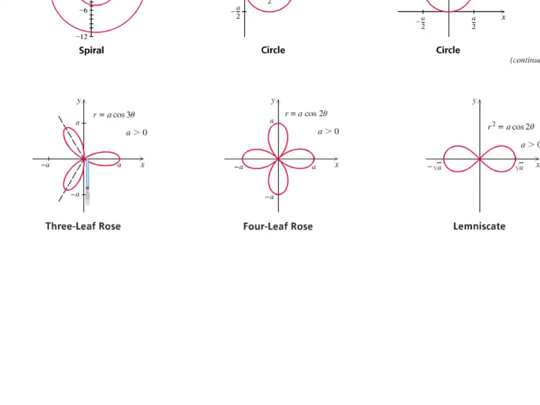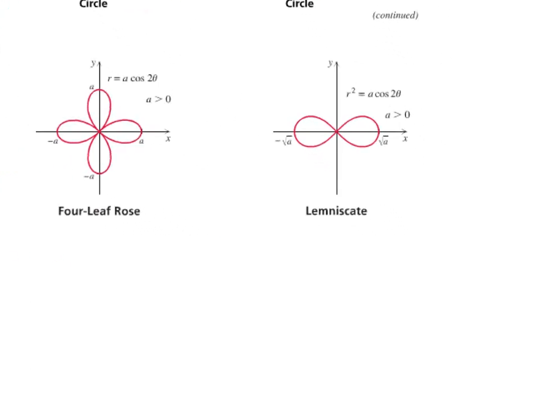If a is negative, it takes this loop and reflects it on this side, and these, of course, reflect on this side. If I have r is equal to a cosine 2 theta, then you have a 4-leaf rose. If a is negative, it doesn't do anything because of symmetry. And we'll talk about symmetry momentarily. We have r squared is equal to a cosine 2 theta. We have this lemniscate. And if a is negative, which could happen, then it's going to just make the shape go like that.